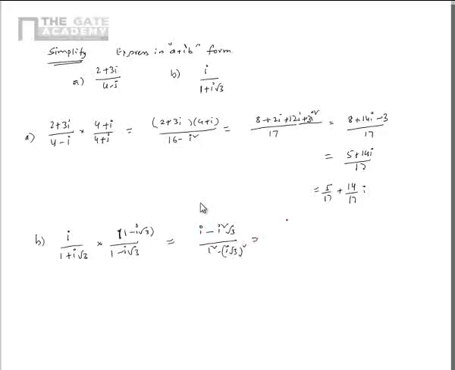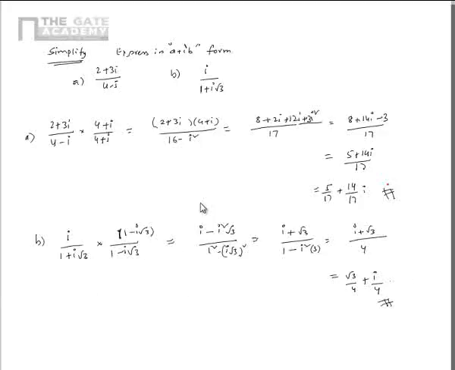So i² is −1, so it becomes 1 + i√3 in the numerator, and the denominator is 1 − i² times 3. Since i² is −1, this becomes 4, so (1 + i√3)/4. So this becomes 1/4 + (√3/4)i. So this is another simplified form of i over 1 + i√3.